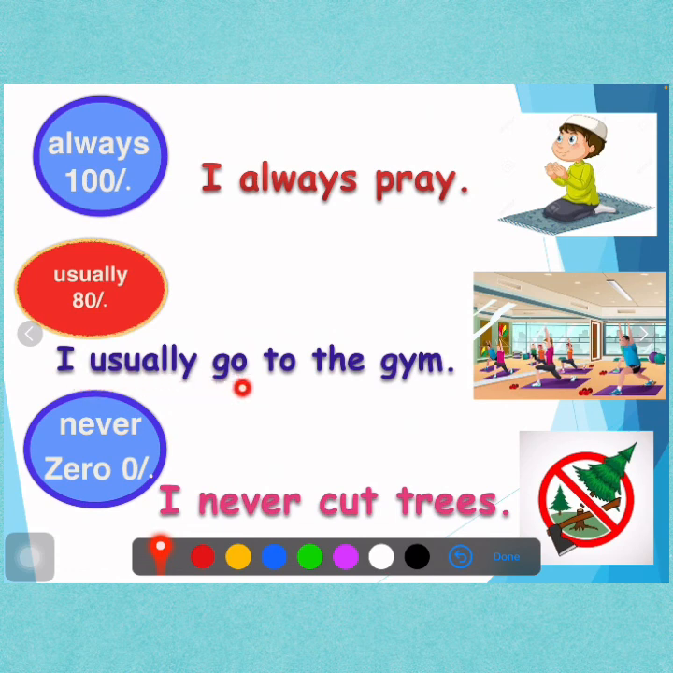I usually go to the gym. I usually eat my breakfast at 7:30. I always pray. I always clean my room. Okay, girls, do you understand that? So always means something that you always do, 100%. Usually means something that 80% you do. Never, 0, means that you don't do it. Okay, girls? Do you understand that?